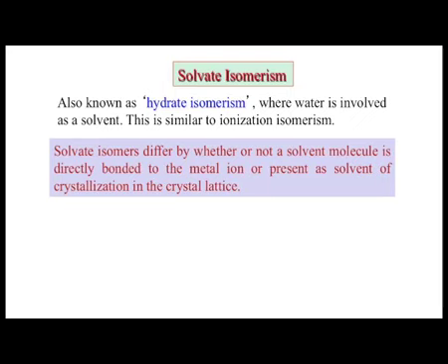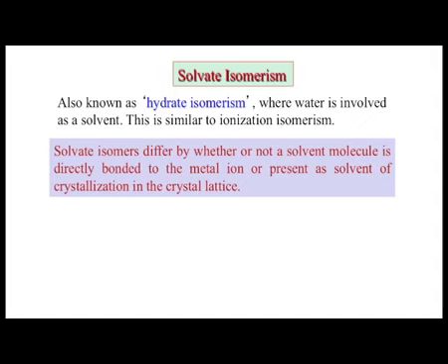If it is directly bonded to the metal ion, we get one composition for the isomer, and if it is outside the coordination sphere and remains as the solvate, or solvent of crystallization, within the crystal lattice, that is another. Because when we separate it out from the reaction medium, we sometimes get single crystals. The crystals that we get have a lattice, and the lattice is trapping some solvent molecules.